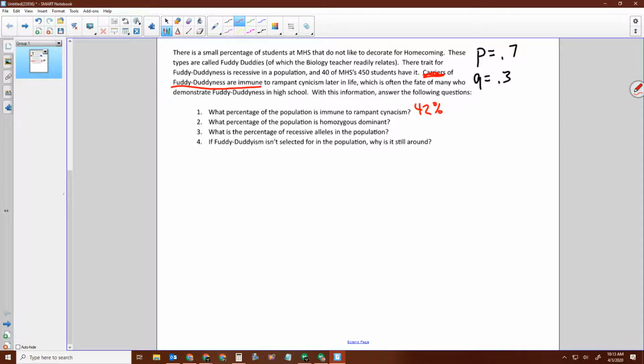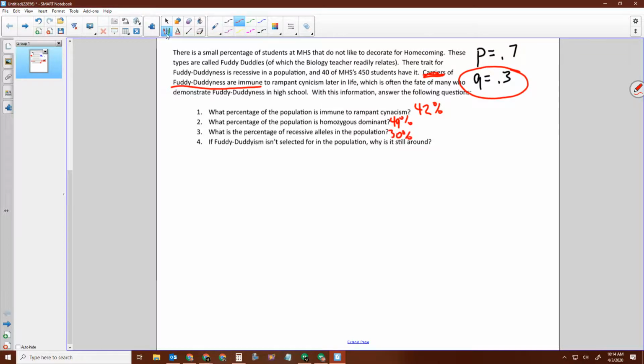What percentage of the population is homozygous dominant? Homozygous dominant is going to be p squared, and so p squared is going to be 0.49, or let's be consistent, 49%. What is the percentage of recessive alleles in the population? The percentage of recessive alleles is equal to q. Therefore, that is going to be 30%.